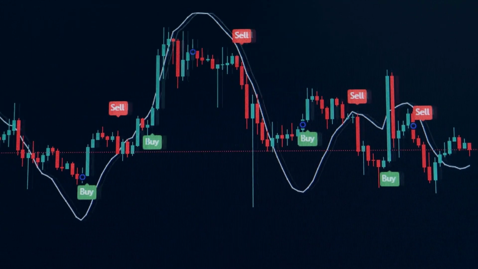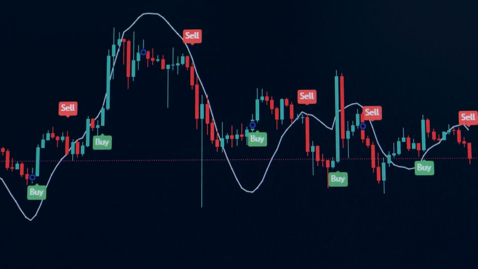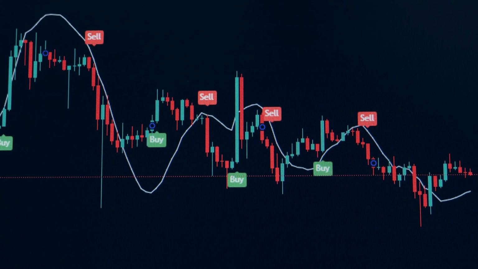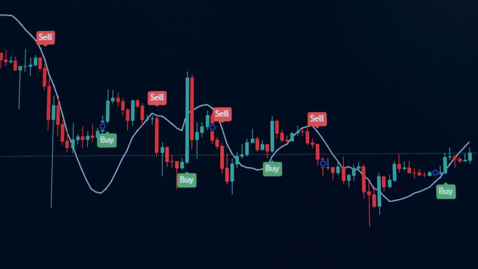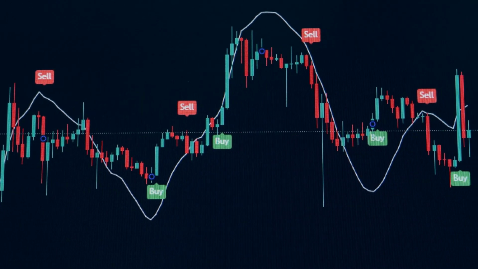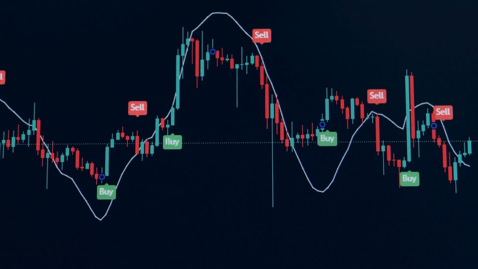Another key advantage is its smoothness. ALMA's Gaussian filter helps to smooth out price fluctuations, producing a cleaner trend line. This smoothing reduces noise and makes it easier to identify the underlying trend. Traders can then make more informed trading decisions.